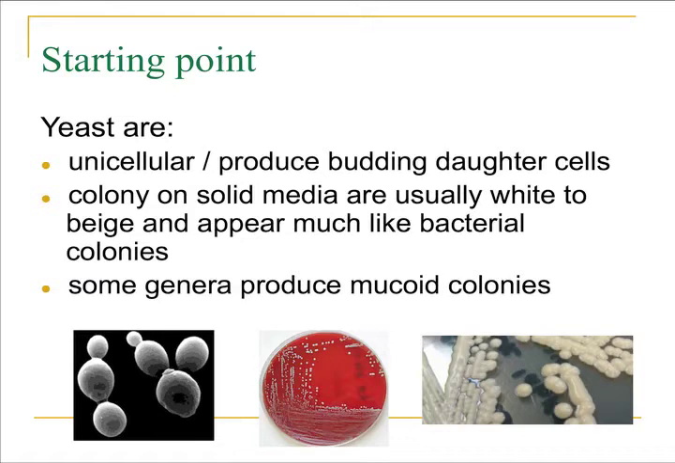And there's two forms of organisms in mycology, yeast and molds. Yeast are unicellular. They produce budding daughter cells. And when you grow these organisms on your solid media, they look like bacterial colonies, white and beige and a little bit creamy. Some of the genera do produce drier colonies and some even produce mucoid colonies.